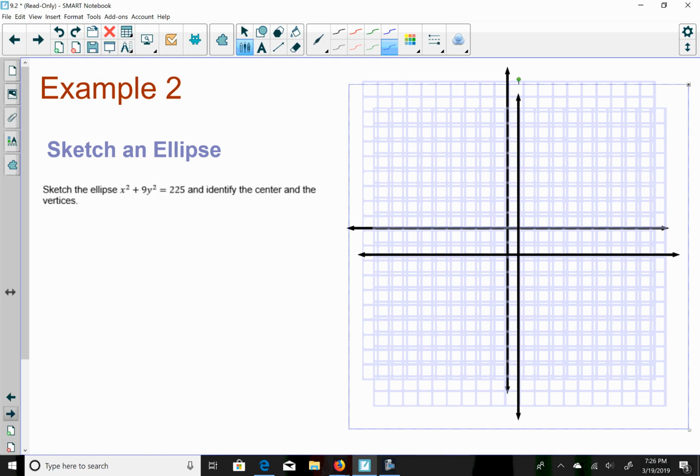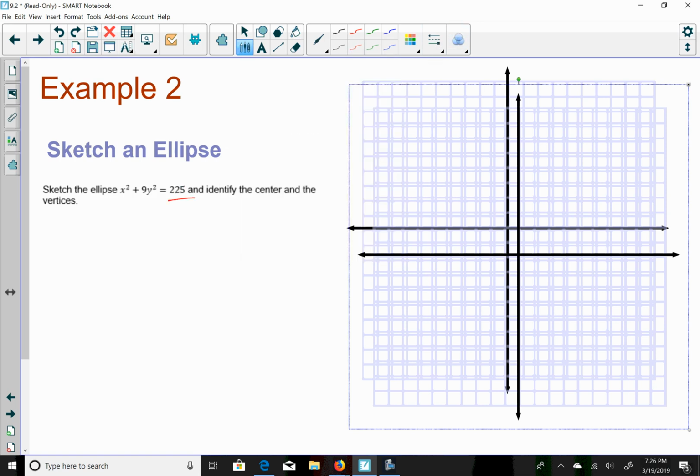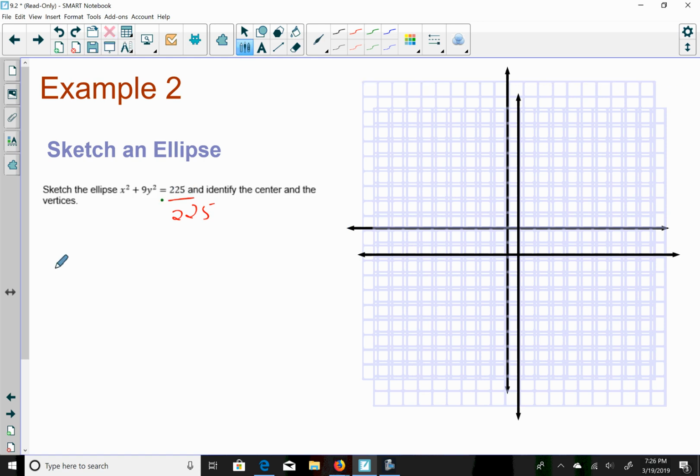Okay, doing the next one. It wants me to sketch the ellipse x squared plus 9y squared is equal to 225. So again, referring to my formula sheet, I know that everything is equal to 1, so I'm going to divide by 225. Whatever this number is, I want it to be 1, so I'm going to divide by that number. So I'm going to start with x squared over 225 plus 9y squared over 225 is equal to 1.